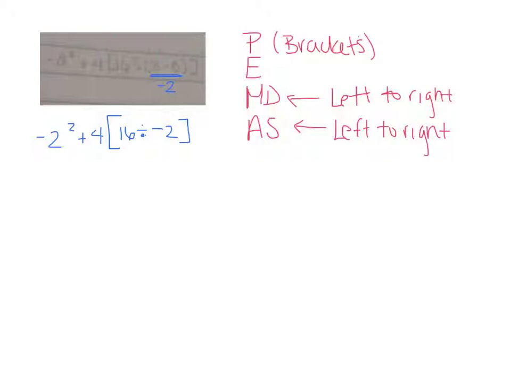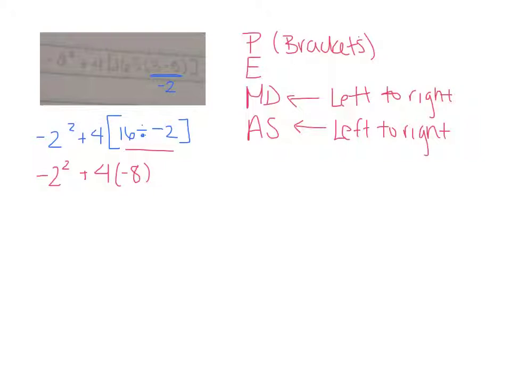Alright, so the next thing will be to simplify what's in the parentheses. So 16 divided by negative 2 is going to be negative 8. A positive divided by a negative is going to still be negative. And we keep everything else the same up to this point.